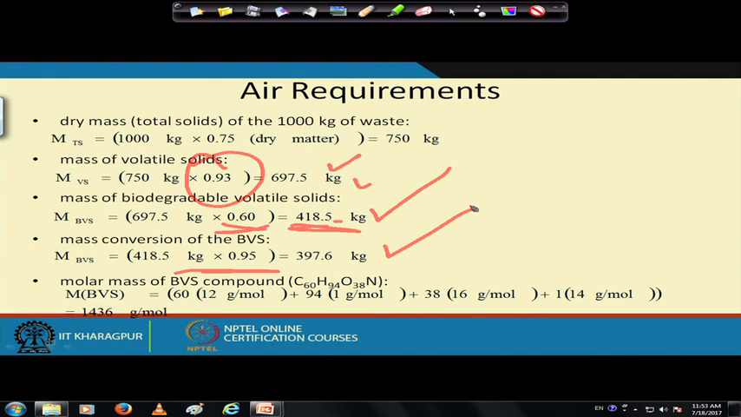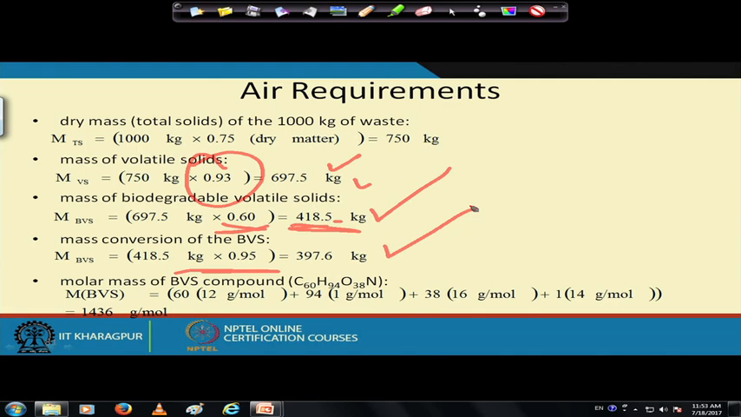Now this is in mass. If you remember from the equation, if you write any equation, you have 1 mole of this will react with this many moles of this to produce this many moles of these products. So we have to convert things into moles. How will we convert things into moles?